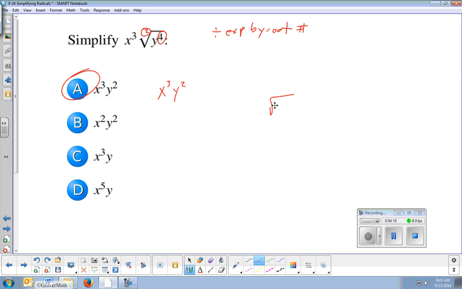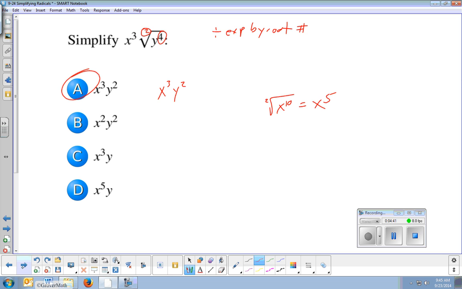Like the square root of x to the 10th is x to the 5th. You're just dividing your exponent by the root number, in this case 2. Now everything we're doing in this lecture is square root, so you'll be dividing all your exponents by 2, but as I said, in the next couple of lectures, you're going to see cube root and fourth root and fifth root, and so the number you divide by will change depending on what root we're dealing with.